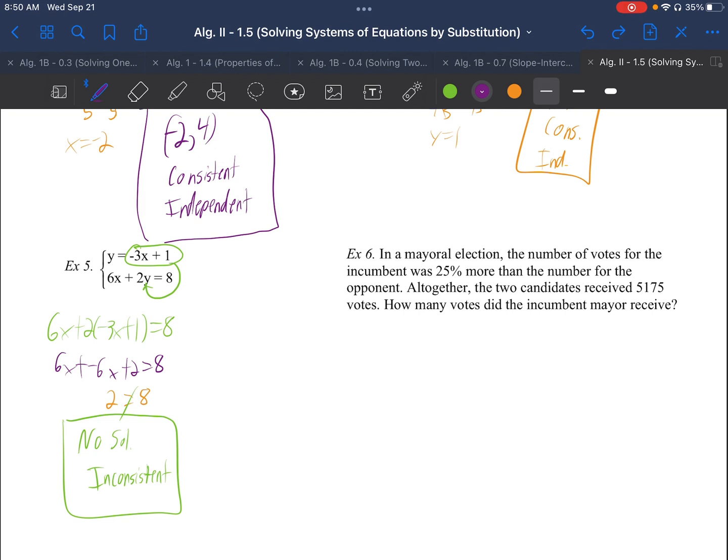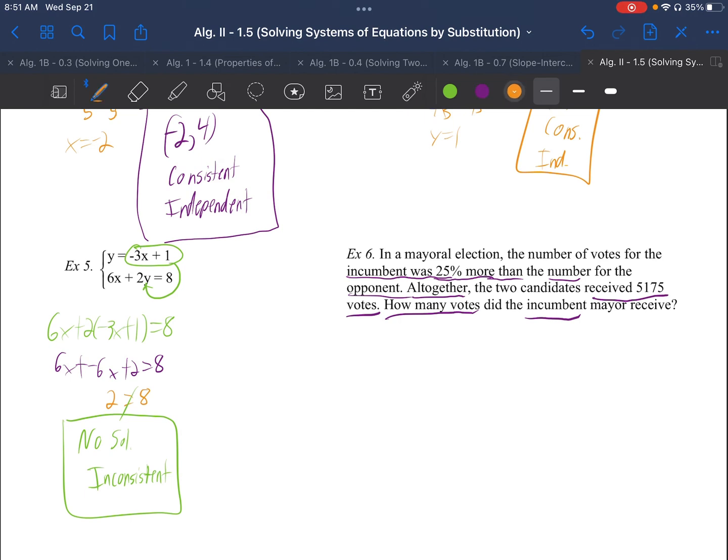On to example 6, a word problem. I think it'd be a good idea to pause the video and try and underline some key information on your own. That's what I'm about to do here. All right, so this mayoral election, the number of votes for the incumbent was 25% more than the number for the opponent. Probably good to know. Altogether, they received 5,175 votes. And we want to know how many votes did the incumbent receive?